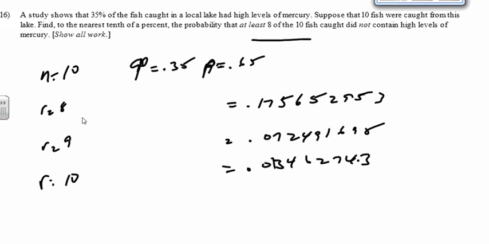Okay, so I entered when R is 8, I did the NCR, P to the R, Q to the N minus R, we got that value, and you're just going to now add them all up. Okay, and you come up with your answer.